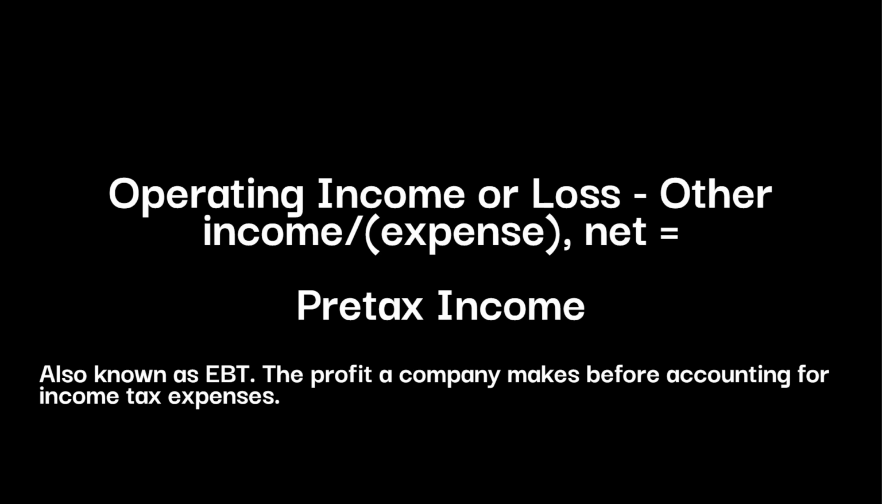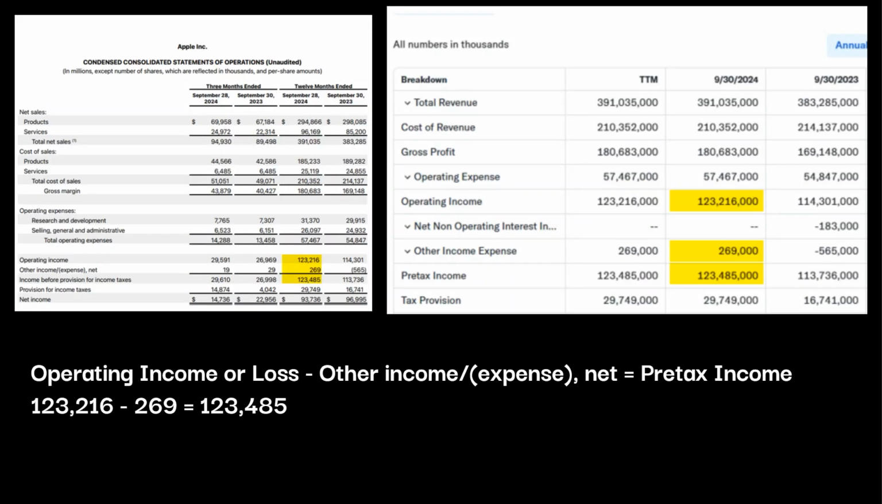And if you want to find your pre-tax income, you'll take your operating income or loss and subtract your other income expenses net. And this value is going to be called EBT, the profit a company makes before accounting for income tax expenses, right? And you'll see over here, right, you have 123,216 underneath the 269, and then we have our income before provisions for income taxes.